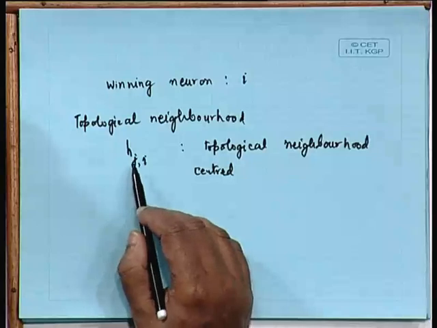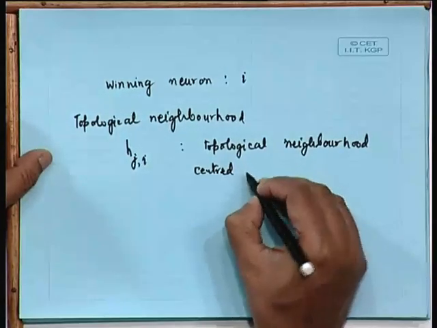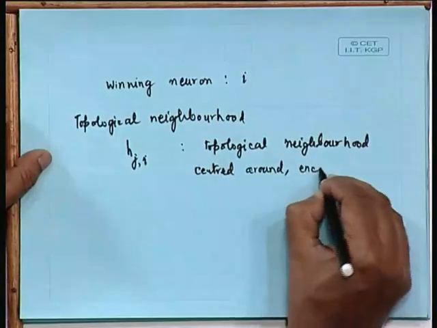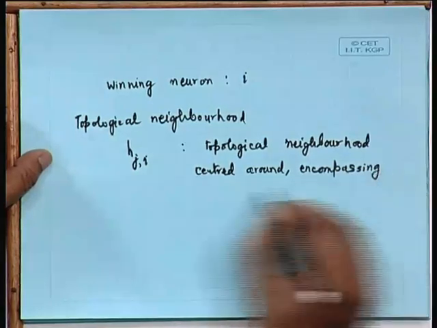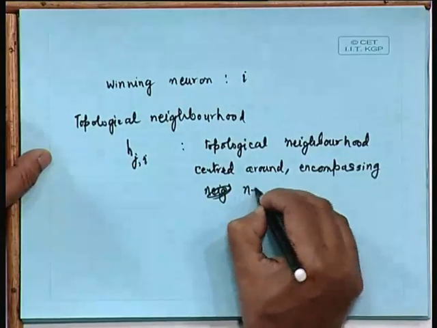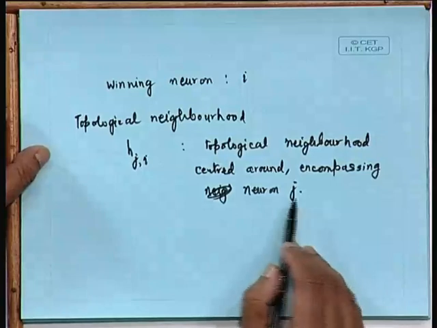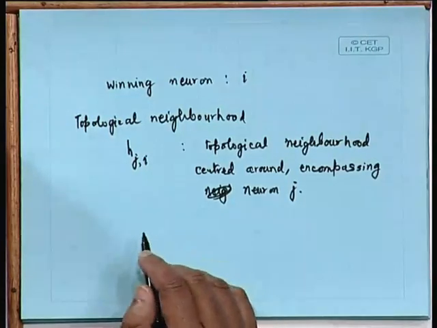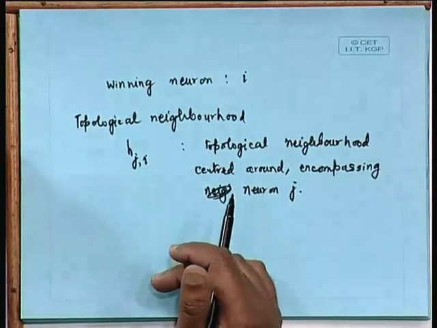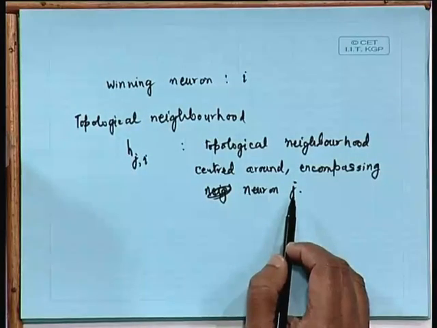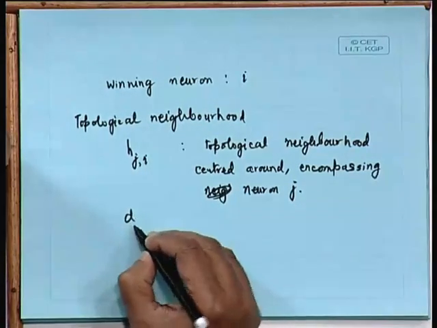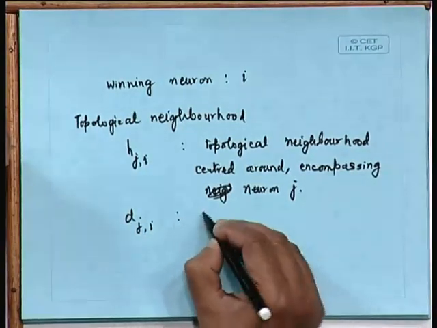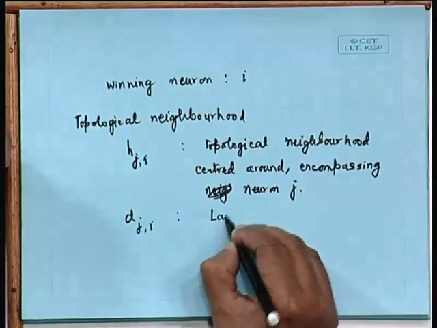So we are measuring the topological neighborhood at the point J, centered around I, encompassing neuron J where we are measuring it. So it is a cooperation between the neuron J and the winning neuron I. Naturally, this topological neighborhood function should decrease with the lateral distance between the winning neuron I and the neuron J. Let us denote that lateral distance by d j comma I. So this is the lateral distance between the winning neuron I and the excited neuron J.